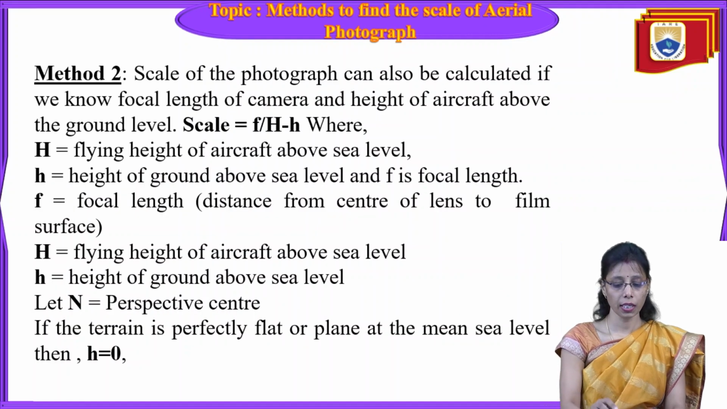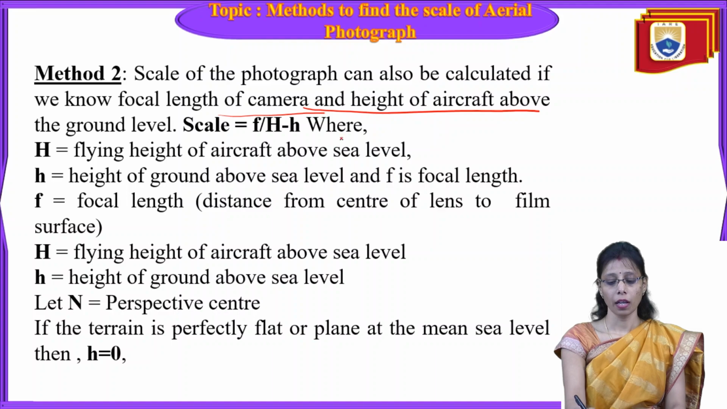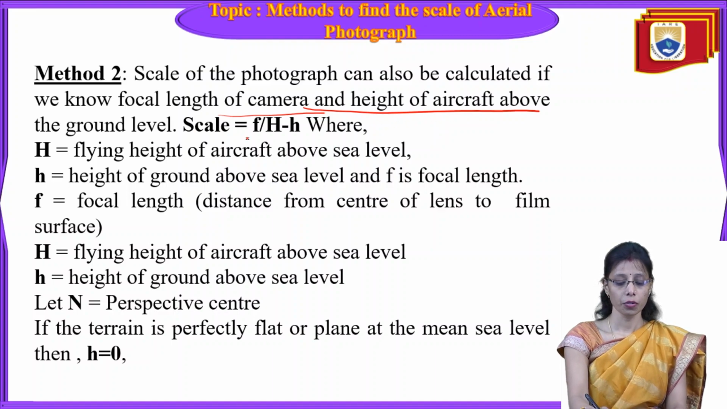Now method 2: the scale of the photograph can also be calculated if you know the focal length of the camera, I was talking about before what the focal length of the camera is, and the flying height of the aircraft above the ground level. So if you have to find the scale, this is one more method we can use: f by H minus h. So f by H minus h.